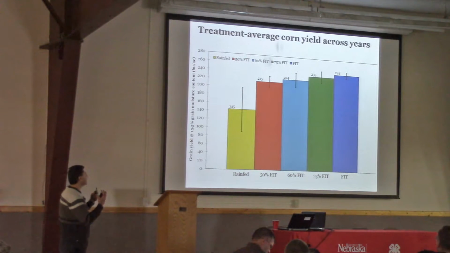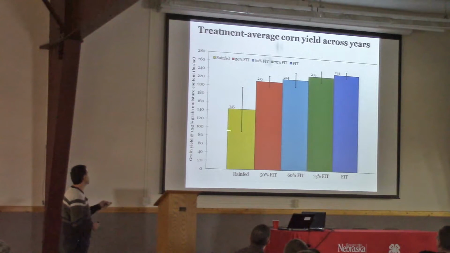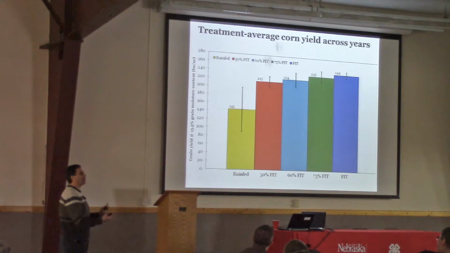These are treatment average yield across years. So this is rain-fed yield averaging all 6 years, 50% averaging all 6 years, and same for the rest. So rain-fed is 145 bushel per acre, and these are the standard deviation bars. That means how much variability you might have with rain-fed yields from one year to another.